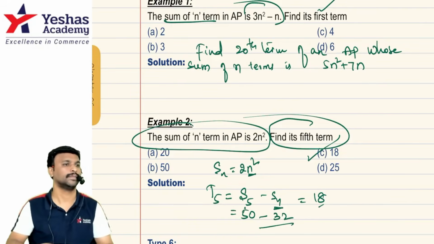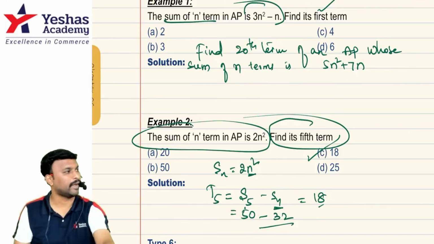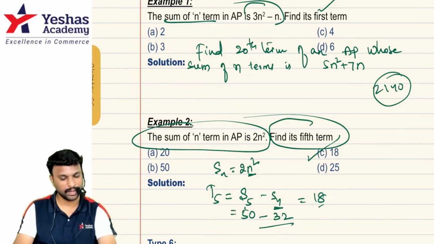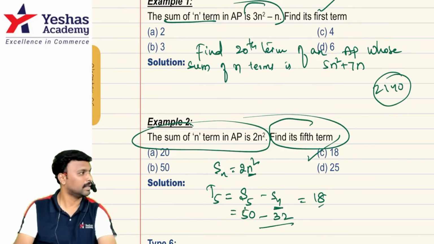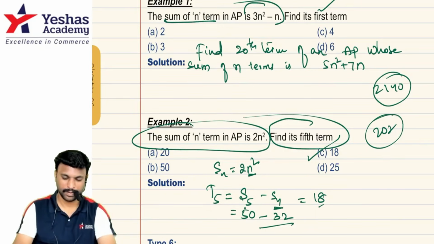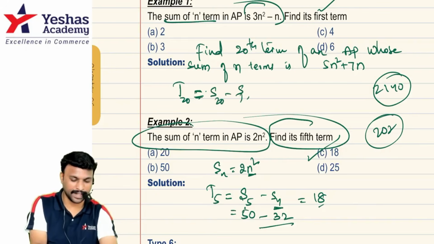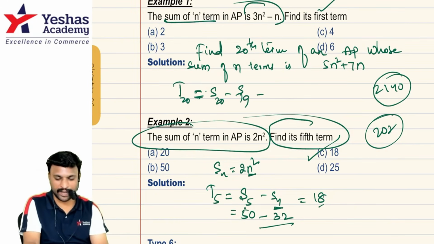Compute. What's your answer? 2021? You're not subtracting S19 maybe. You have computed S20. S19 you have not done and you have not subtracted that. What is T20? Not S20. It is S20 minus S19. Find out S20, everybody.